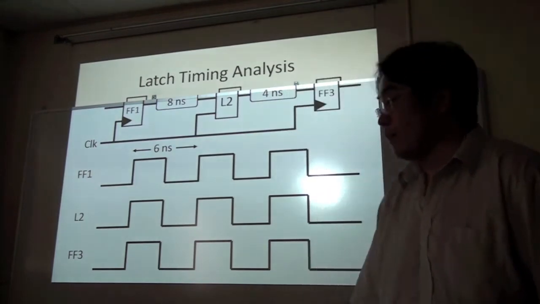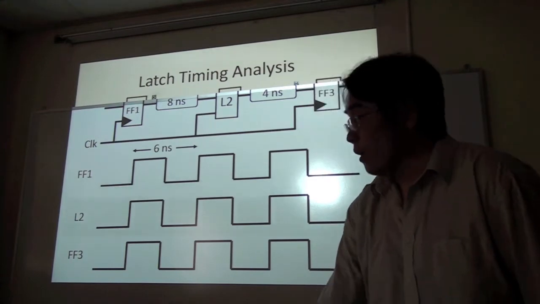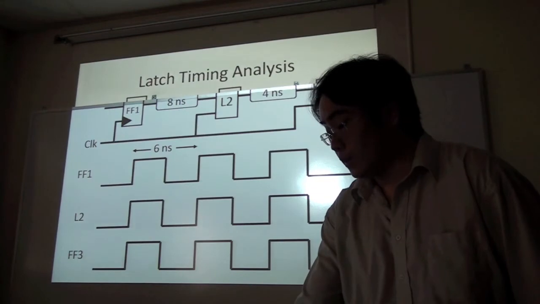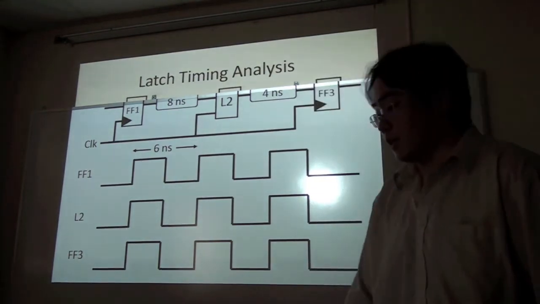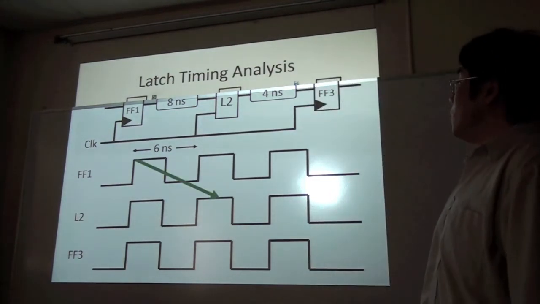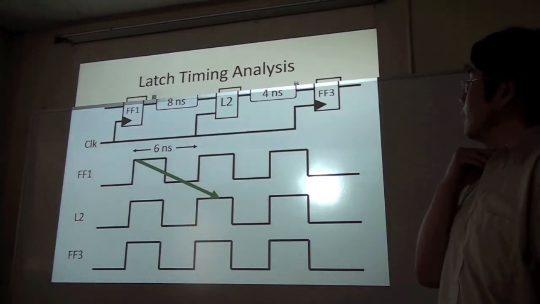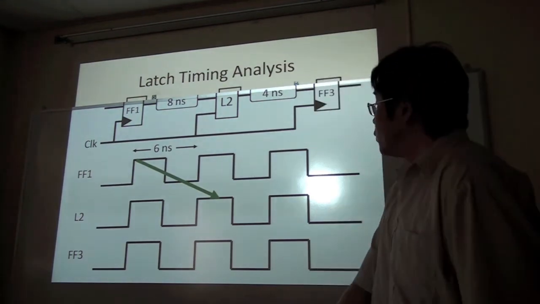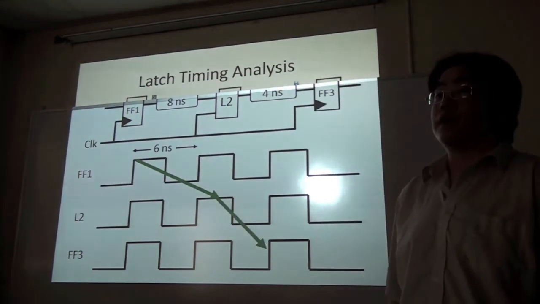So let's go over a simple timing analysis example. The difference here is that we've replaced the second sequential element in the middle with a latch, but the other two are flip-flops. If we use a clock period of 6 nanoseconds, let's see how this circuit will behave. The signal will arrive from the first flip-flop at the second latch when the clock is high. Because the latch is transparent when the clock is high, it can pass straight through, arriving at flip-flop 3 on time.